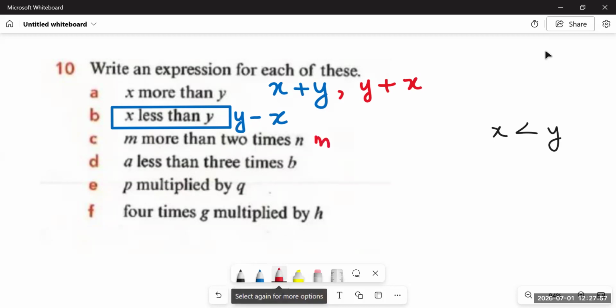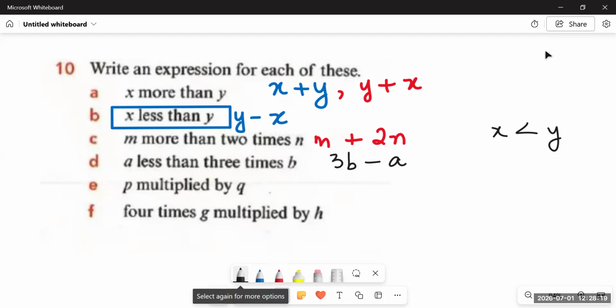"More than" is plus, and 2 times n means 2 multiplied by n, and that's 2n. So m plus 2n will be the expression for part C. "A less than" means a will go later. It will be minus a. And from what is it less than? 3 times b. So it will be 3b.